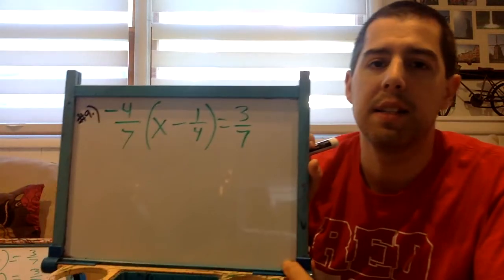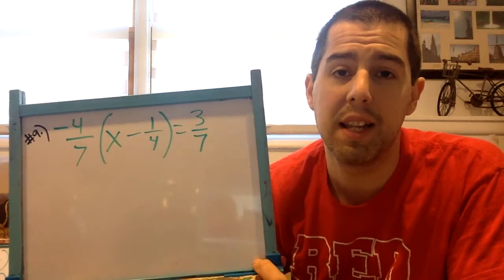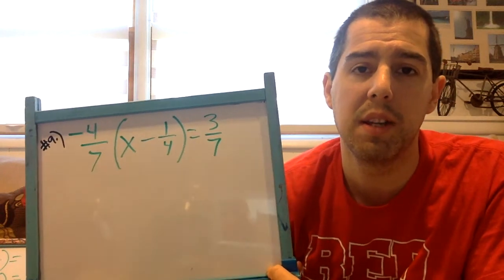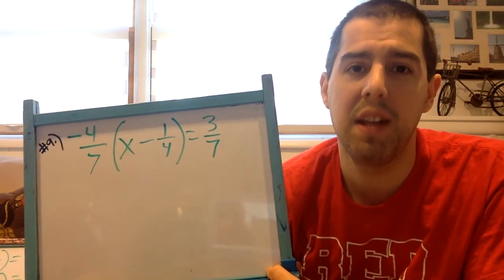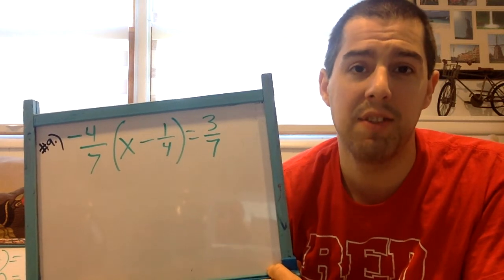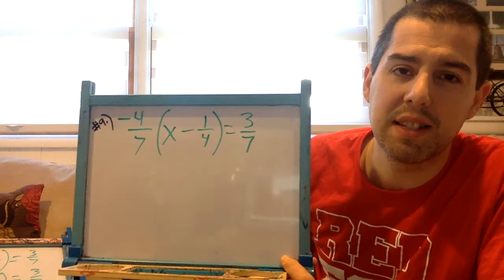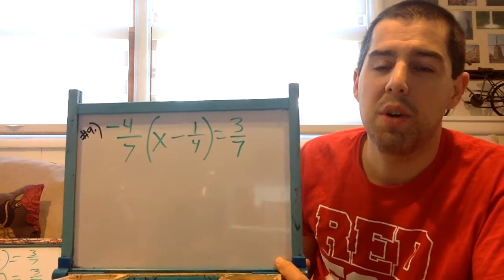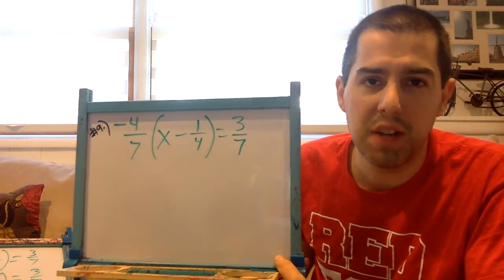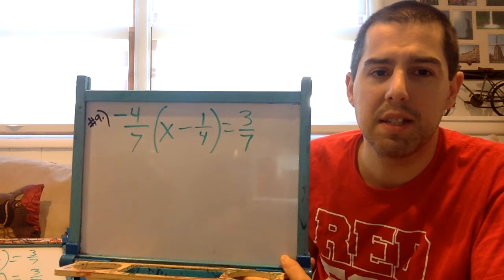This is example number 9 from today's classwork. Today's classwork, you'll be doing problems 7, 8, 9, 10, 11, 12, and you'll be doing a check step for all of them. So I thought this was the hardest problem on there, so I would show you how to do this one step by step.